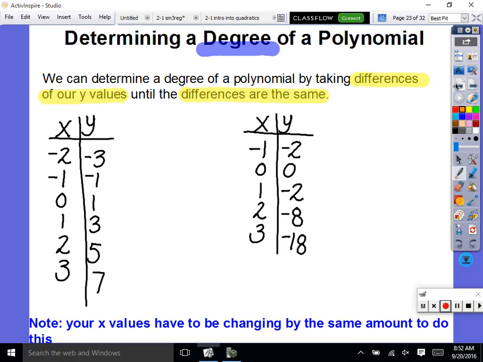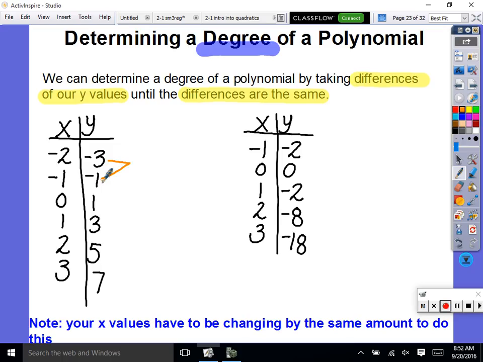Now, one thing has to be true. Our x values have to be changing by the same amount. Do you see how these are all changing by 1? -2, -1, 0, 1, 2, 3. They're all going up in ones. So that's the only rule. Our x values have to be changing by 1 every time. Okay, so they are. So what you're going to do is you're going to take and subtract your y values.